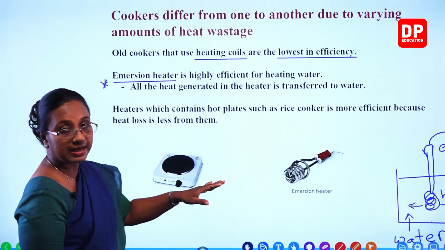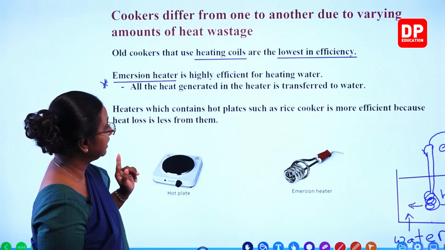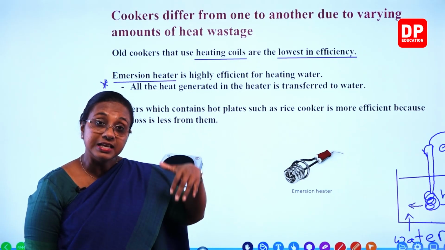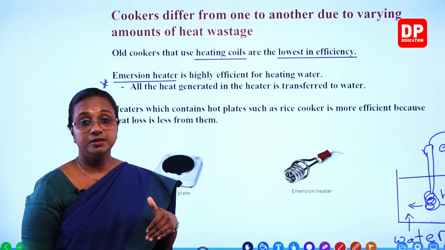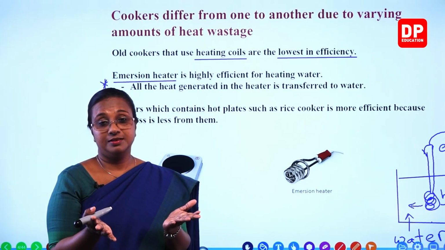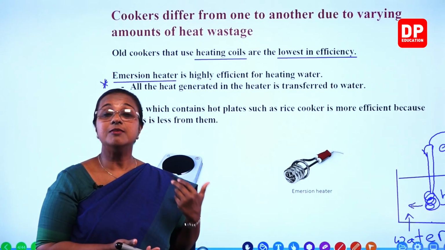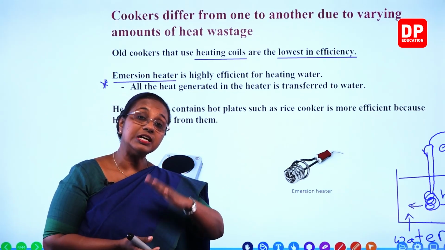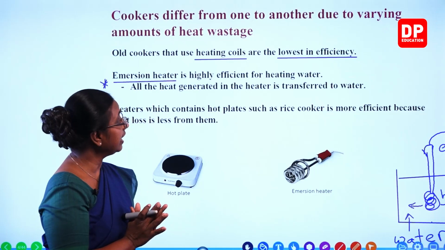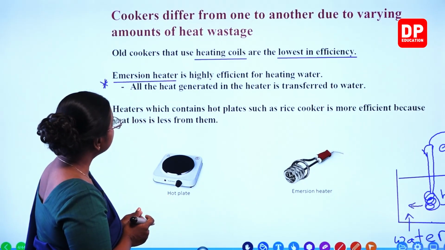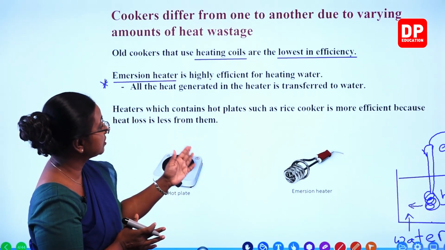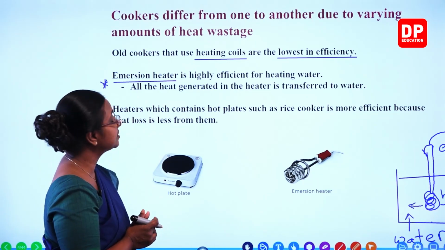So here what happens, like I said, all the heat generated in the heater is transferred to water. Why? Because the immersion heater is immersed in water. It's inside water. So all the heat can only be lost to the environment, that is water. So all the heat will be absorbed by water. There's no heat loss to the external environment. Around the immersion heater, it's water. So it's very efficient. Then there are heaters which contain hot plates, such as rice cookers, which are more efficient because heat loss is less from them.